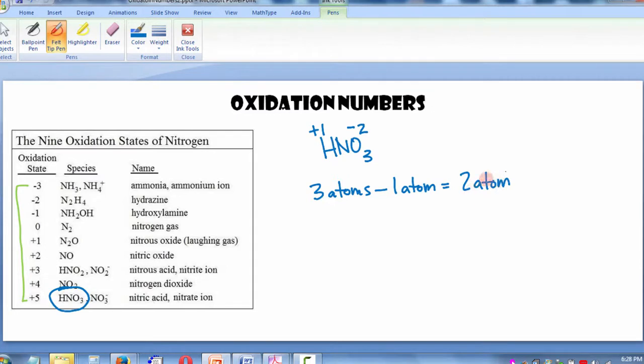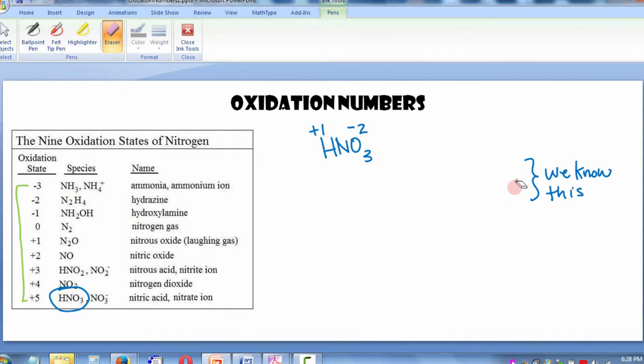We know the oxidation state for 2 atoms. We know this. So this is the routine that these problems will follow. So we have 3 atoms. We know the oxidation state of 2 of them, so we can calculate the third using some basic algebra. That's what I was leading up to. Okay?